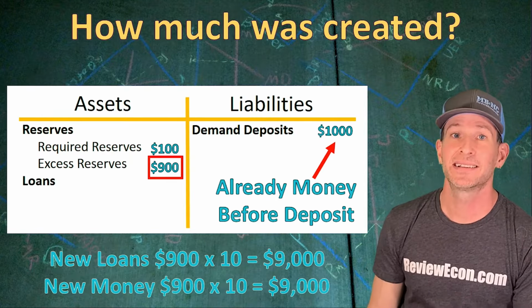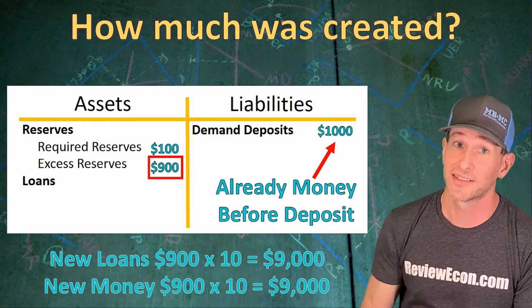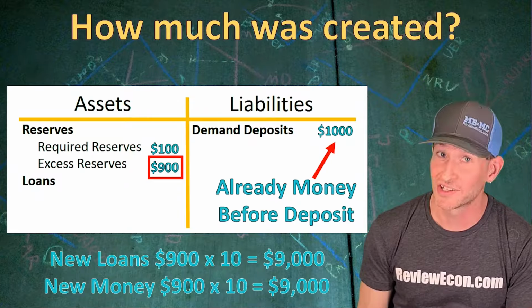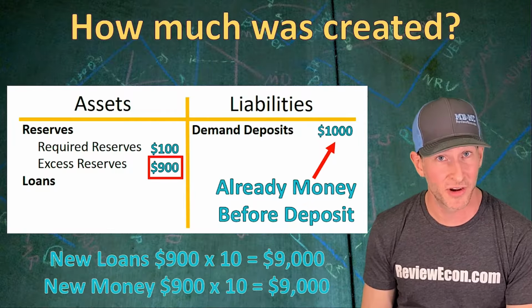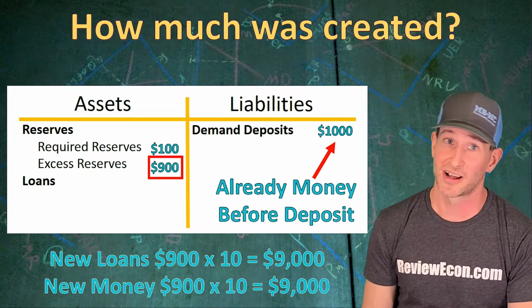And that will be the case anytime somebody takes cash and puts it in their checking account. No immediate change will occur in the money supply. And so we're going to stay at $9,000 that can be created from Terry's original $1,000 deposit.